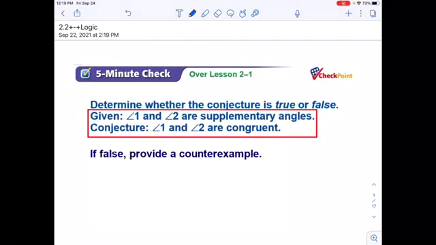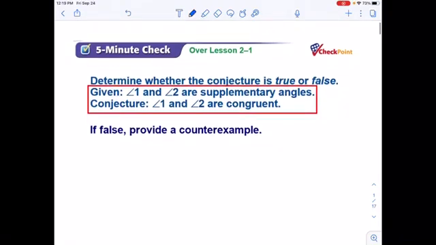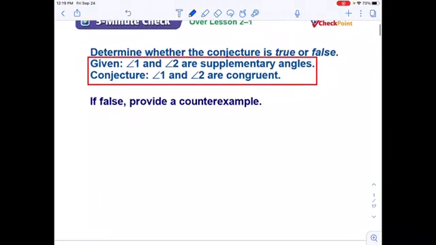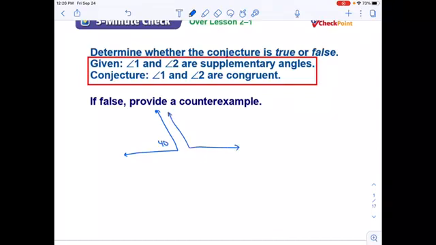Hello, today we will be covering 2.2 logic. We are going to start with a quick 5-minute check from 2.1. We're going to determine whether the conjecture is true or false. So we are given that angle 1 and angle 2 are supplementary angles. That just means that two angles add and equal 180.